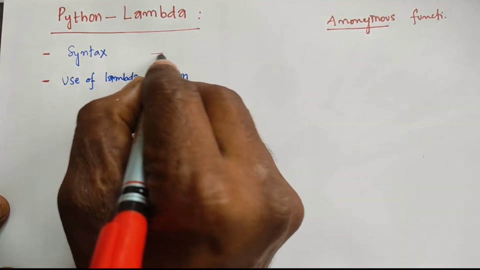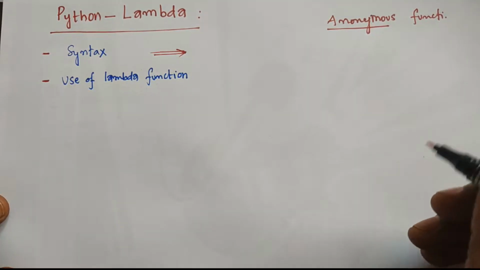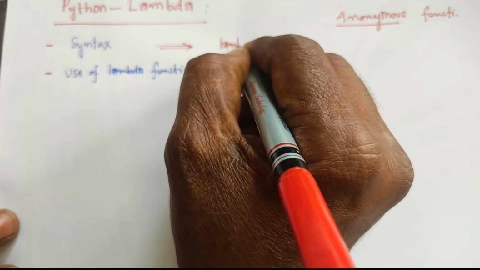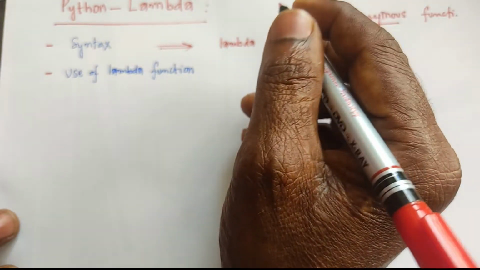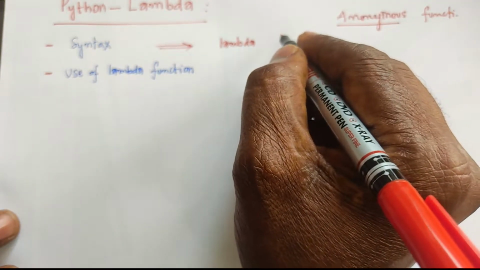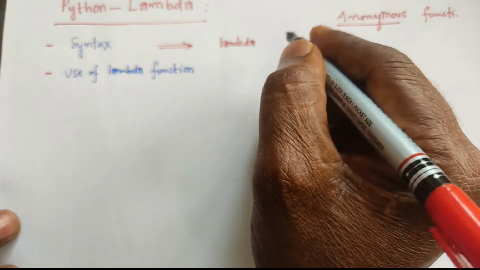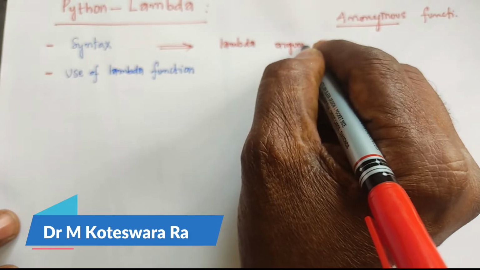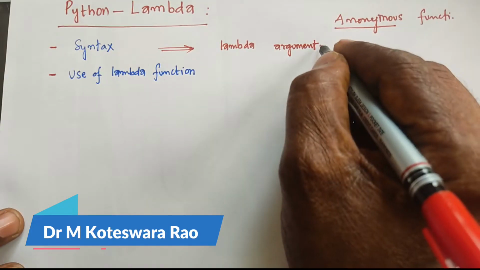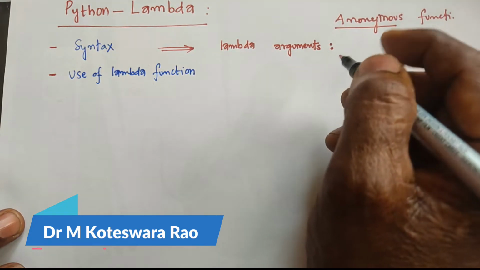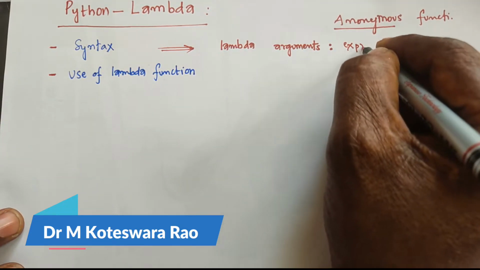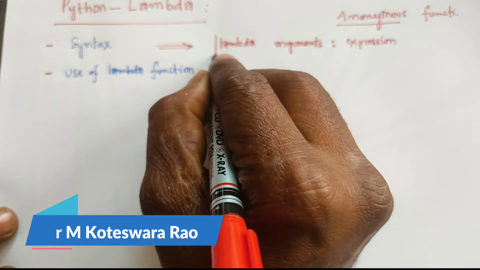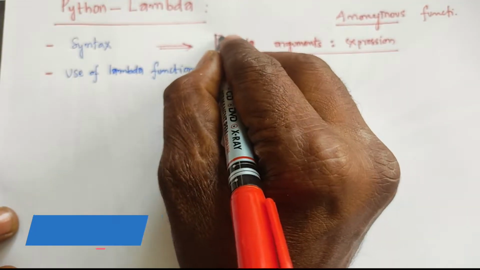So how can you define that as syntax? It is represented as lambda, L-A-M-B-D-A, and you have to have one argument or one parameter. For example, simply it can be represented as this argument or arguments, both are the same. After that you have to use a colon, then you have to use an expression. So this is the basic syntax for lambda in Python.